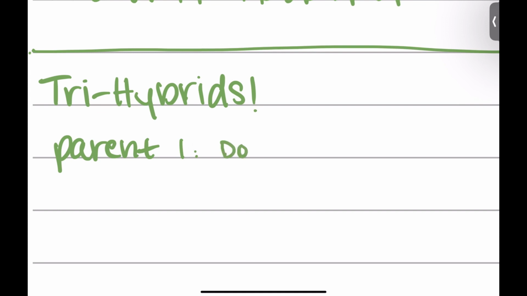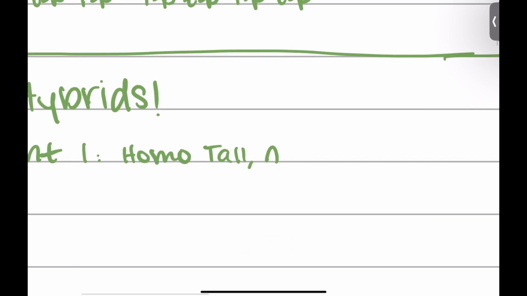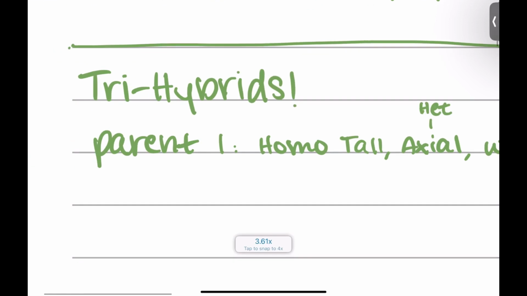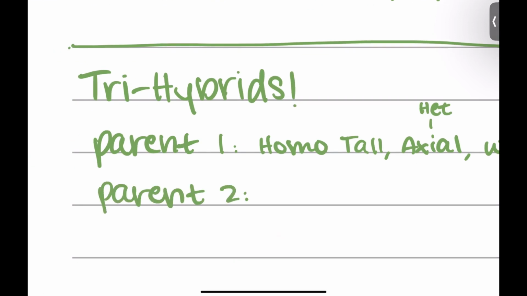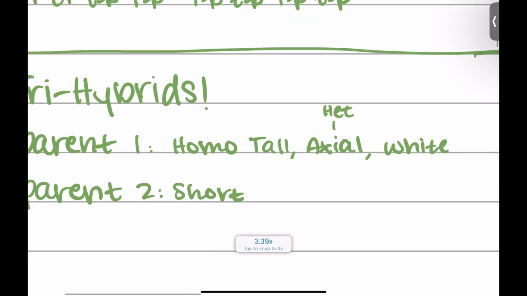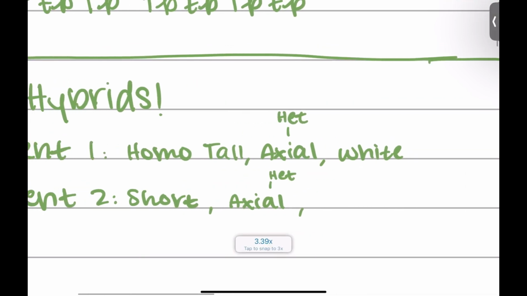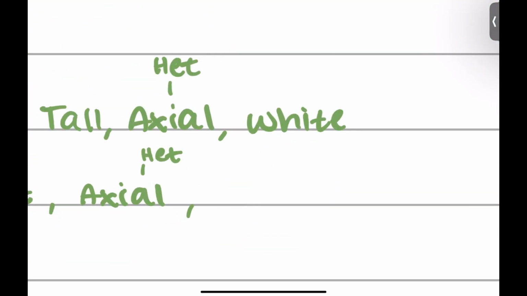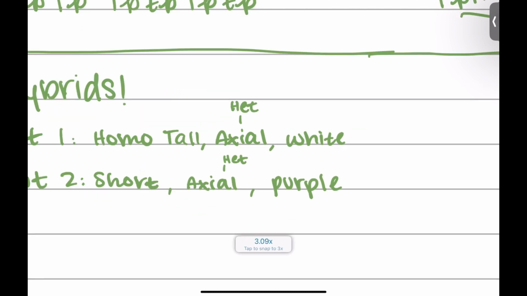So the first parent, we have a homozygous tall, axial, and then a white. And since the white is recessive, yet again, it is going to be homozygous. And the axial is heterozygous. The second one is going to be short, so it's going to be recessive. Then the next one is going to be axial again, that's also hetero. And then the last one I think is purple, I'm pretty sure, yeah. So it's purple, and it's going to be heterozygous or homozygous.